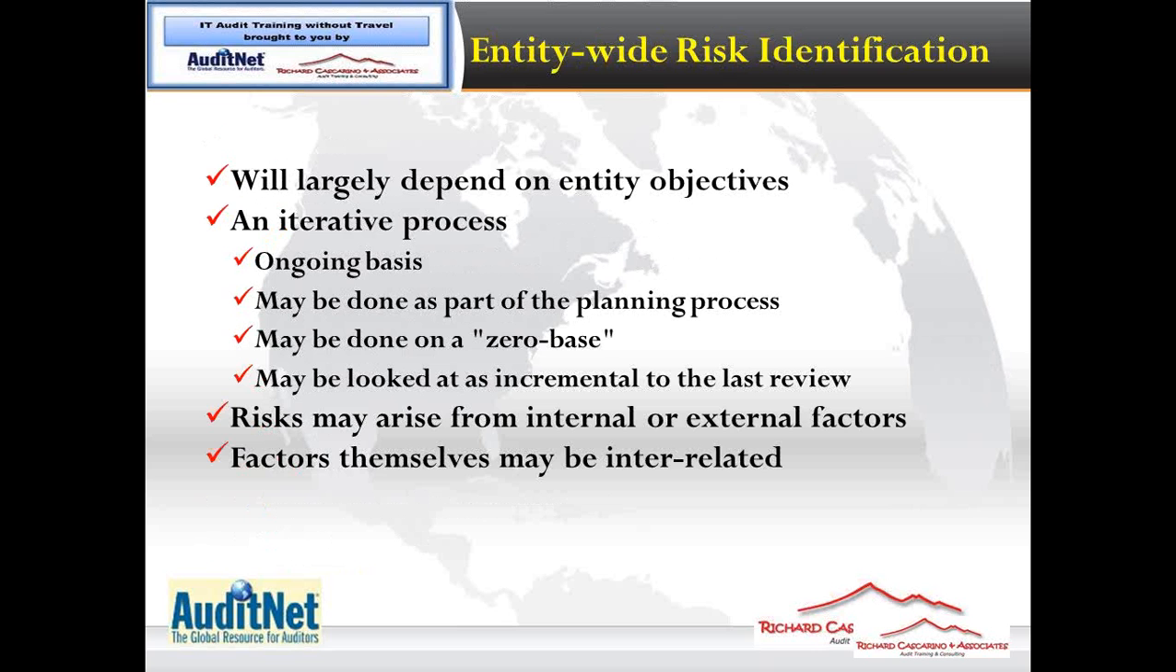Now, some organizations do it as part of their planning process and do it in a zero base. So every year we start by saying, okay, what are we trying to achieve? What could go wrong? Others look on it as incremental to the last time we reviewed this thing. And the risks themselves can either be internal risks, which we can control totally ourselves, or arising from external factors. Government decides to bring in new regulation. You might wish it didn't, but it has. Tough. Now the organization has to cope with those new regulations.